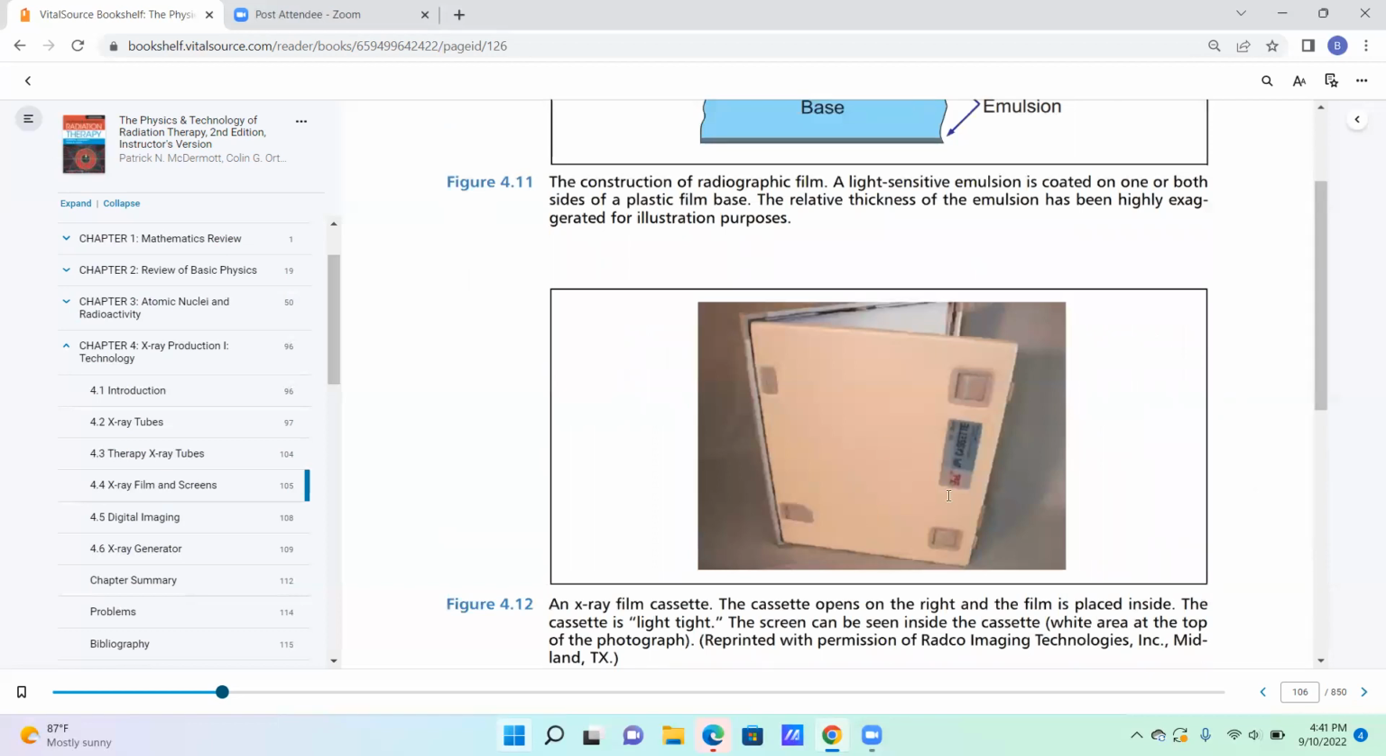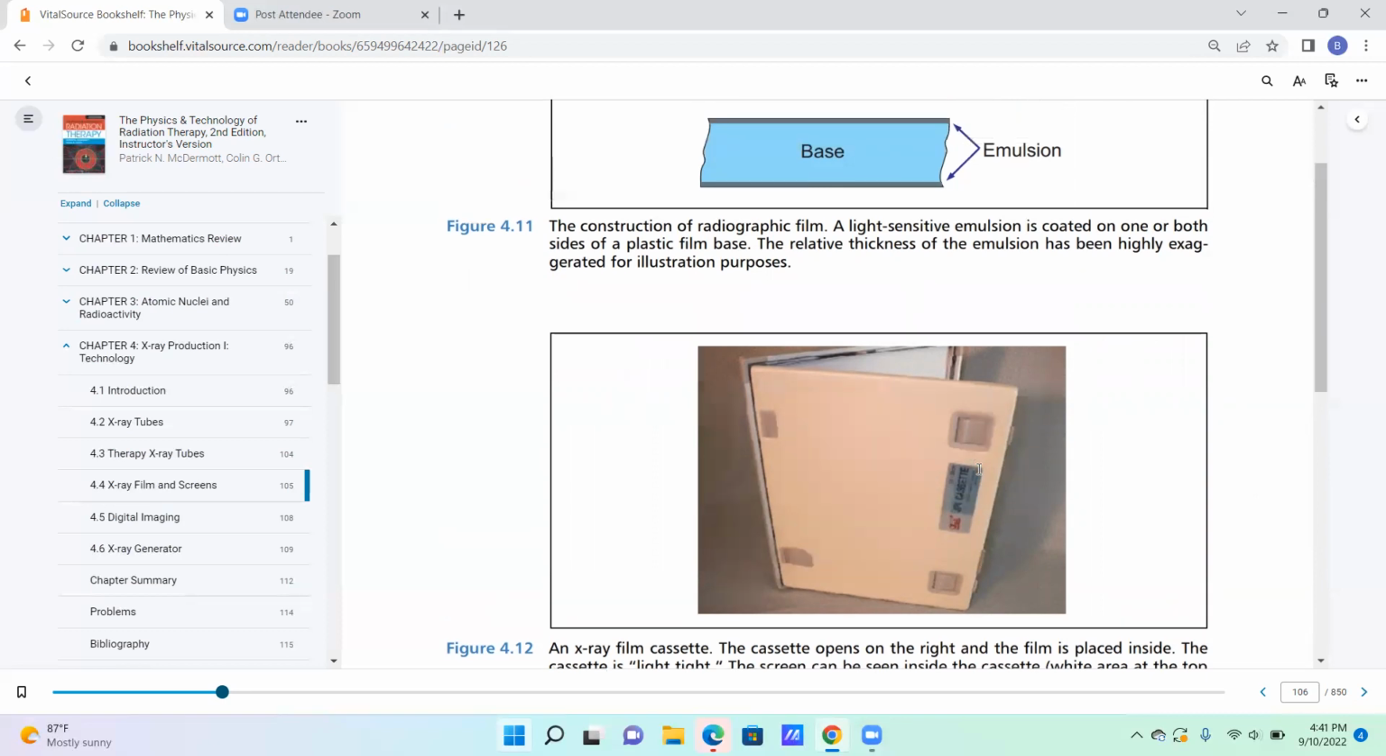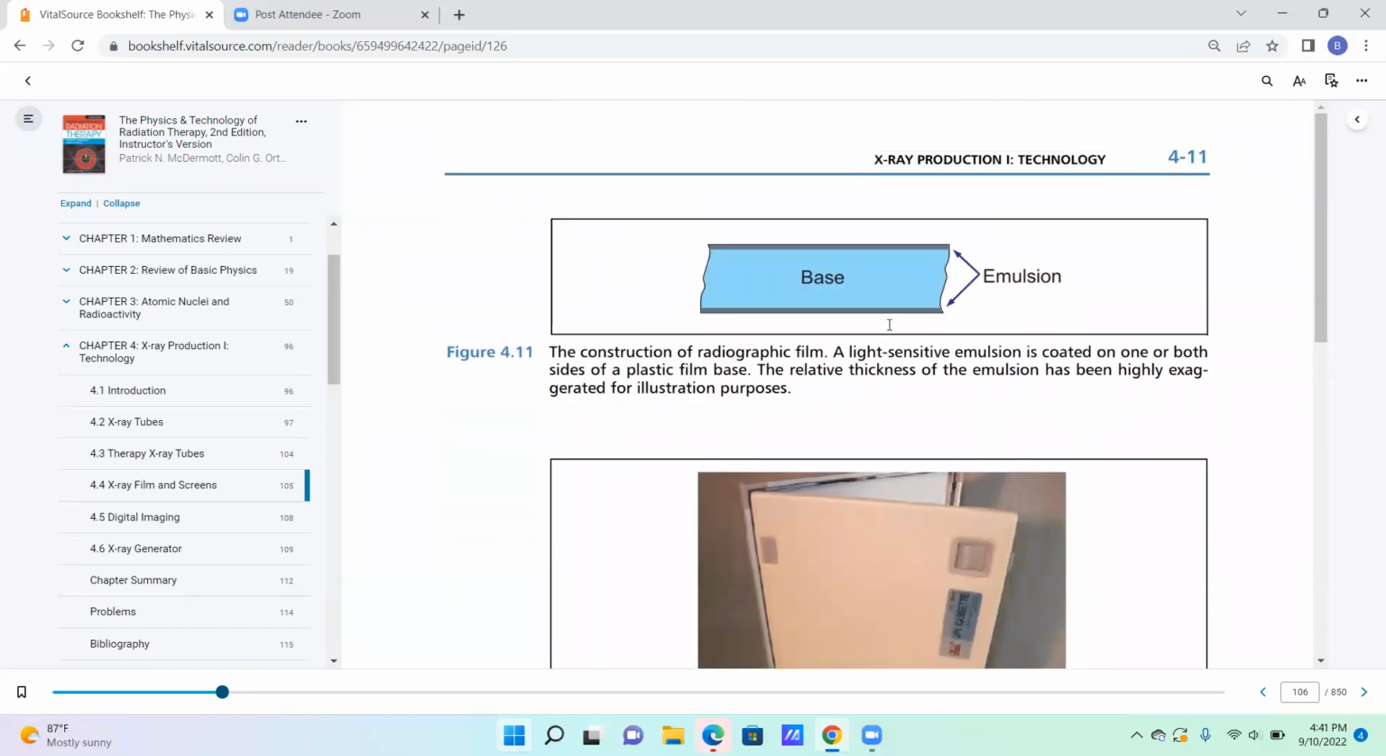So you can see the cassette here. You put the film in and you shield it from outside light as best you can. And what you have here for radiographic film is a base, and then you have emulsion on either side.